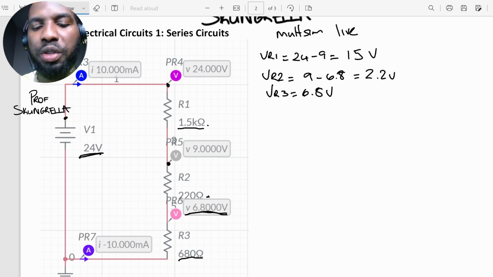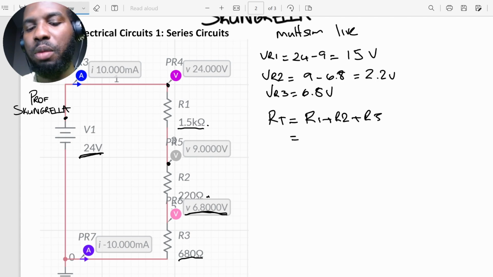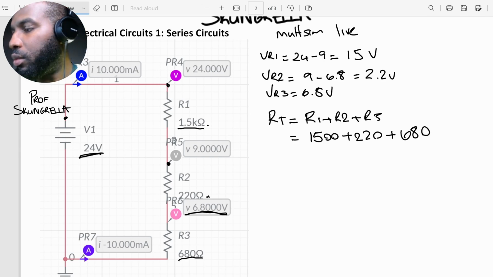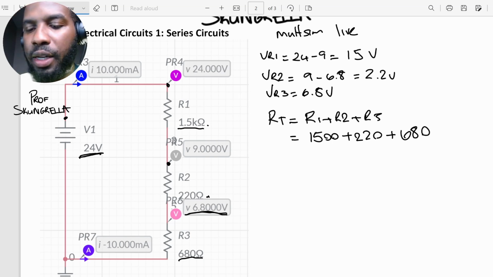Now, we did not measure the total resistance, but we can go ahead and calculate it. Based on what we said, RT is going to be equal to the sum of the resistances, right? R1 plus R2 plus R3. So of course here, to substitute, we have 1.5K, which is the same as 1500. So I'll just write 1500 here, plus 220, plus 680. All right, and that gives us 2400, which is the same as 2.4K.